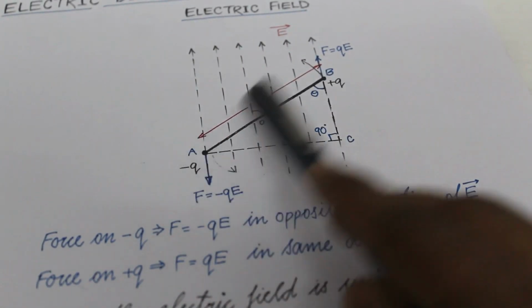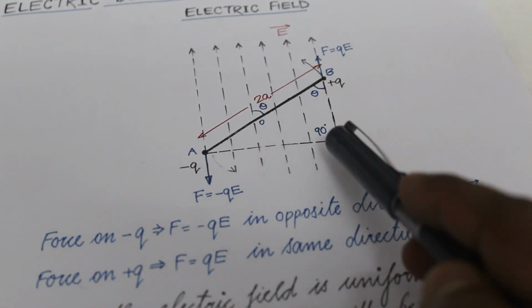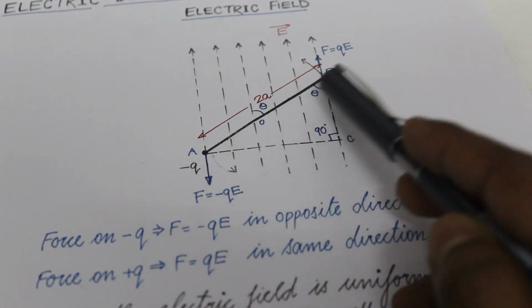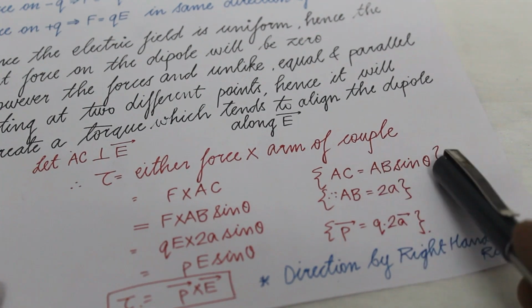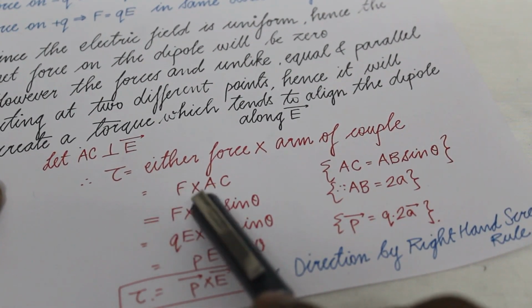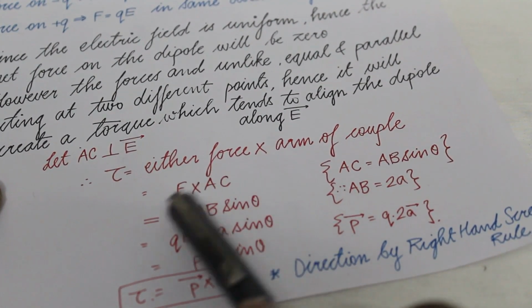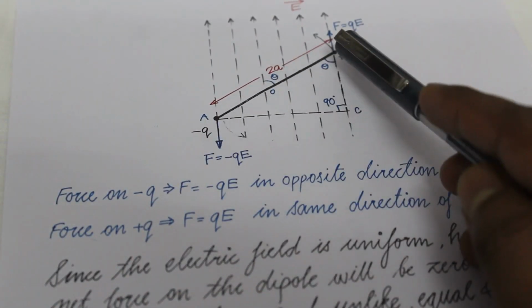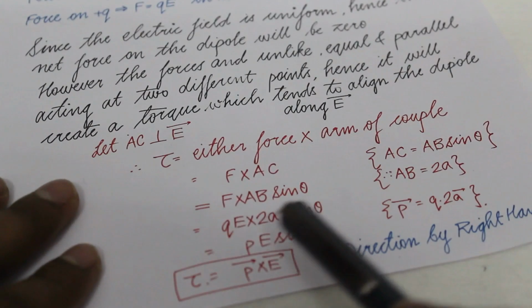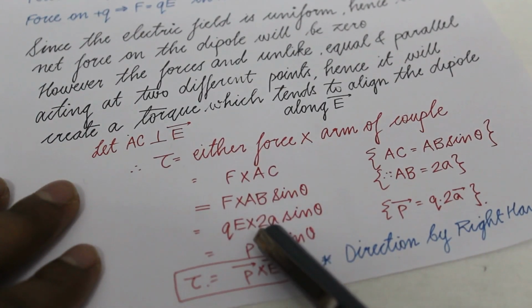From this triangle ABC, we can find out AC, which will be equal to AB sin theta. So AC is equal to AB sin theta. So we'll write F into AB sin theta. Now as we know, F is equal to qE. I'm not taking the negative sign, I'm just writing its magnitude. F is equal to qE, and AB is equal to 2a, that is the length of the dipole. So AB sin theta is 2a sin theta.